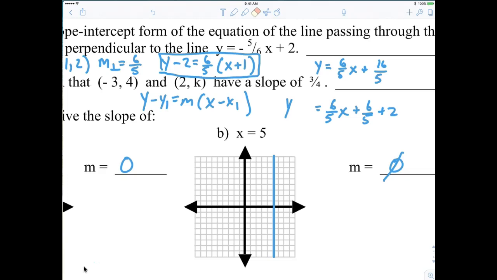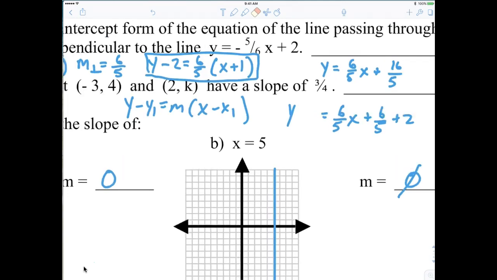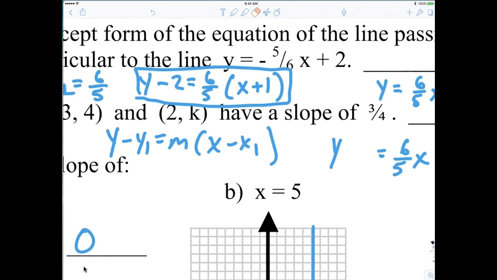No, I get that. But then I thought that perpendicular meant that you switched it and made it negative. Okay, so I understand your problem. Look right here. This was the original slope right there.